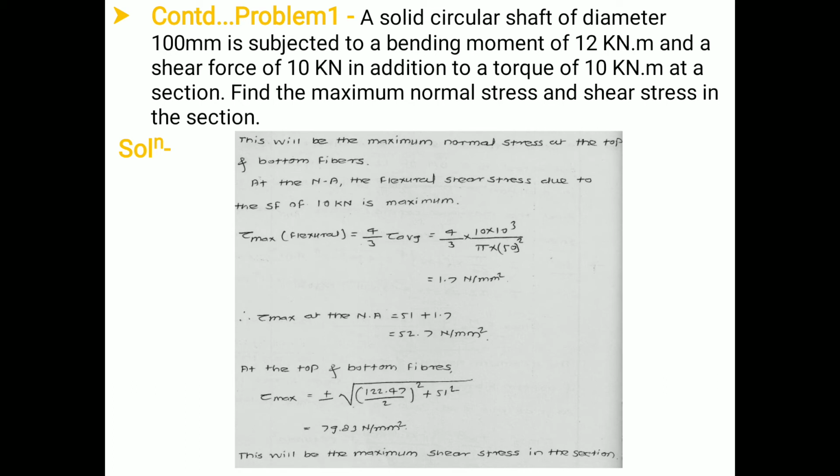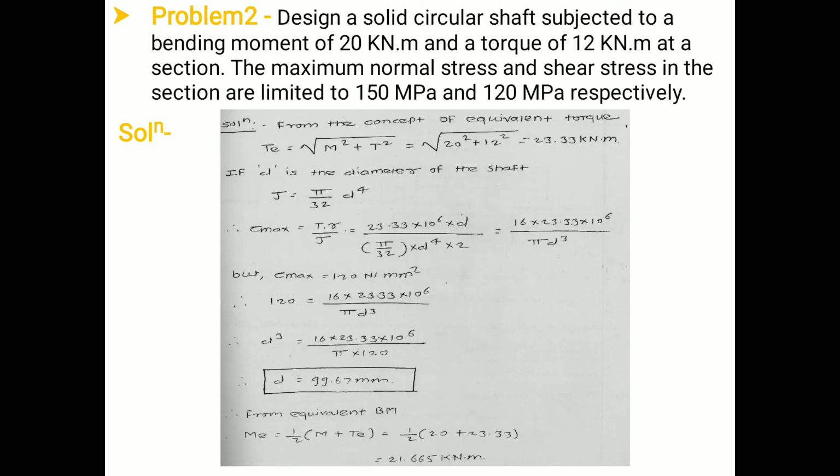Now we are going to solve the second numerical. The problem statement is as follows: design a solid circular shaft which is subjected to a bending moment of 20 kilonewton meter and a torque of 12 kilonewton meter at a section. The maximum normal stress and the shear stress in the section are limited to 150 MPa and 120 MPa respectively. Okay, so as per the given data we have a solid circular shaft.